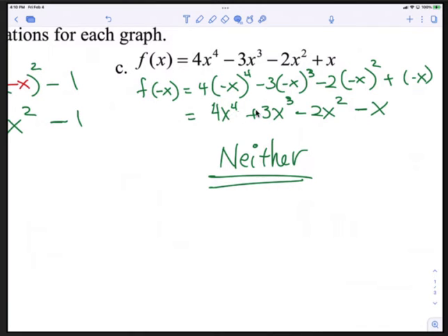Well, it is not the same, because we've got a positive 4 here. Those are the same, but the 3 is negative here, but positive there. So it's not the same, but it's not the opposite either. So in this case, we say that this is neither. It's neither even nor odd.